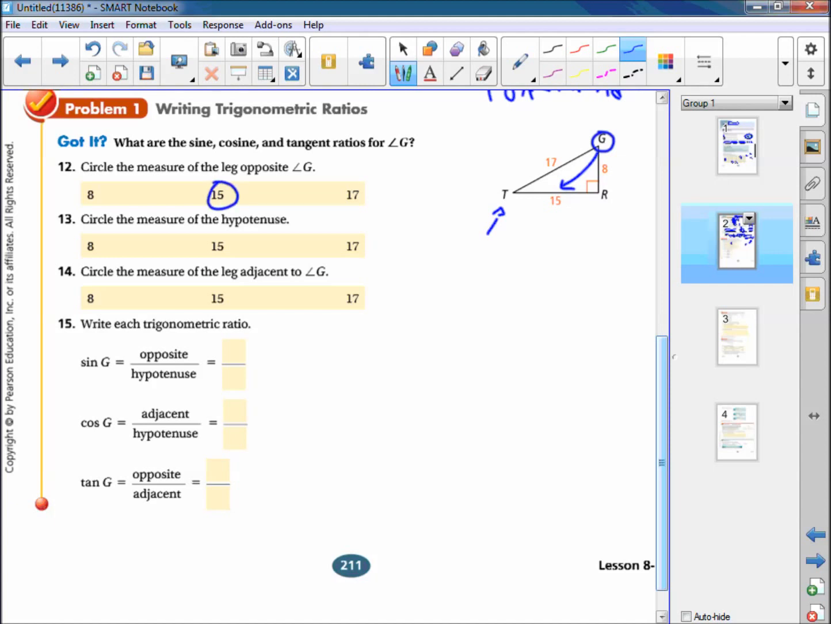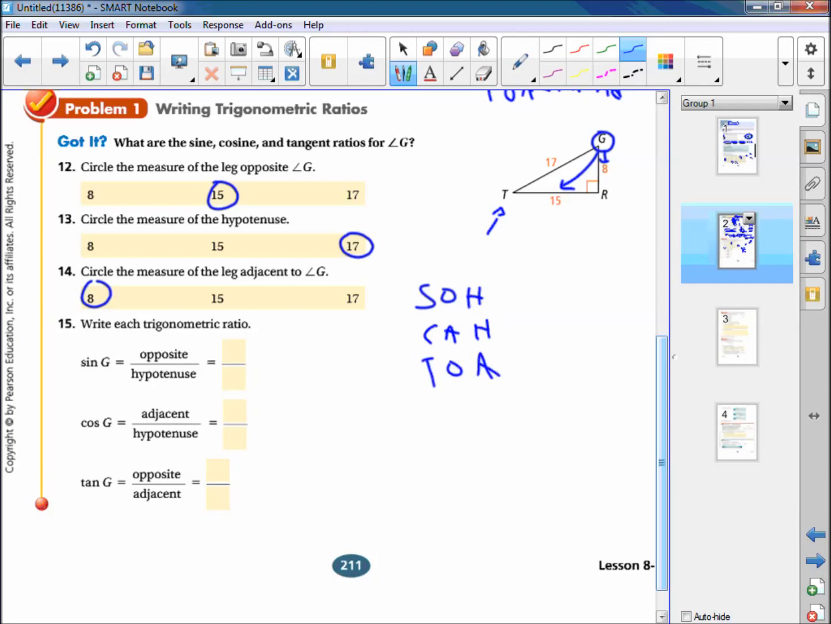Circle the measure of the hypotenuse. The hypotenuse is always opposite of the right angle, so in this case it's 17. And circle the measure of the leg that is adjacent to G. Adjacent is the one that touches it. Well, it touches the hypotenuse always, but it also touches 8. 8's the leg it touches. Okay. All right, so write each trigonometric ratio. So remember we have SOHCAHTOA to help us out.